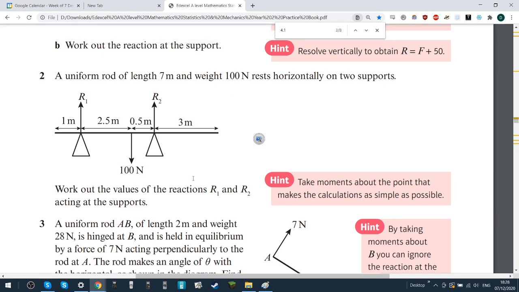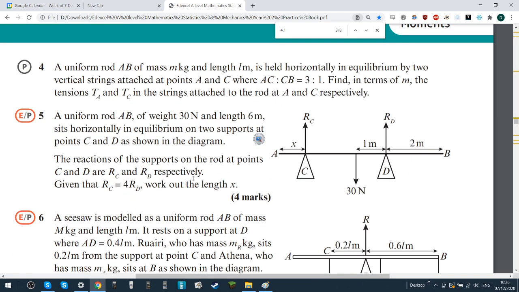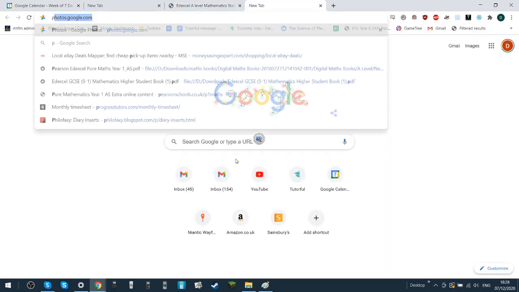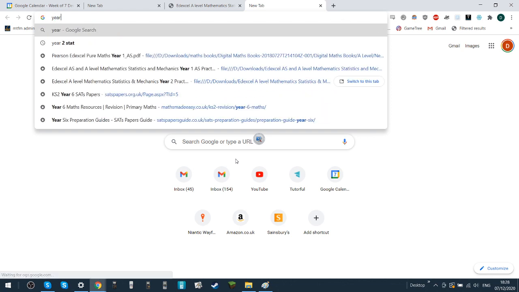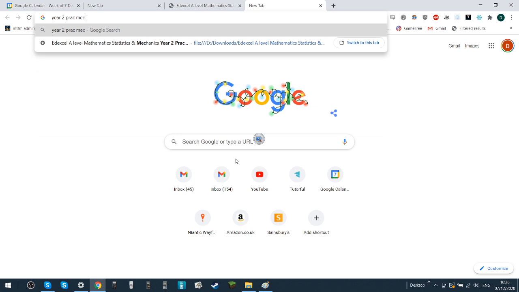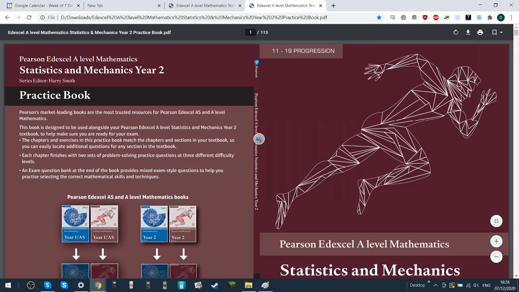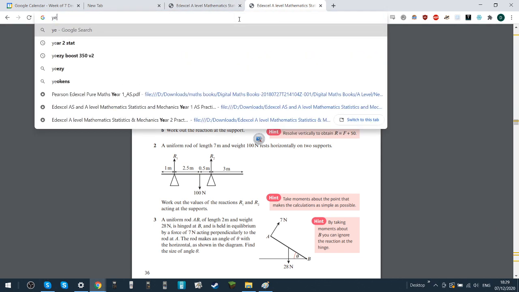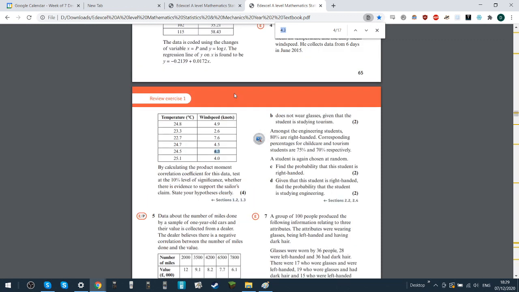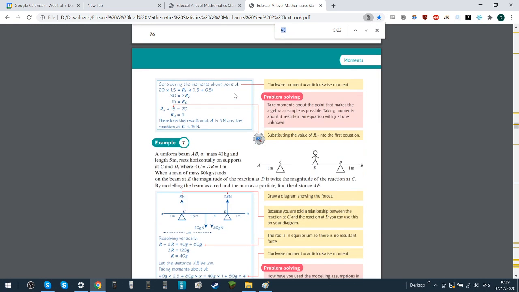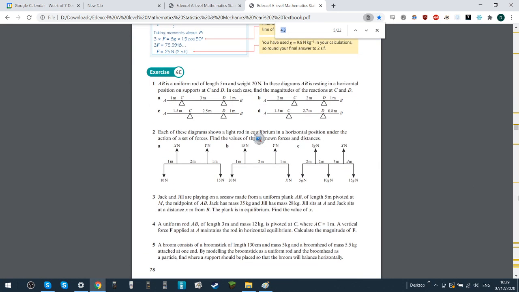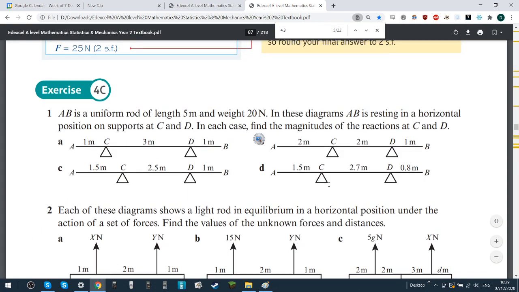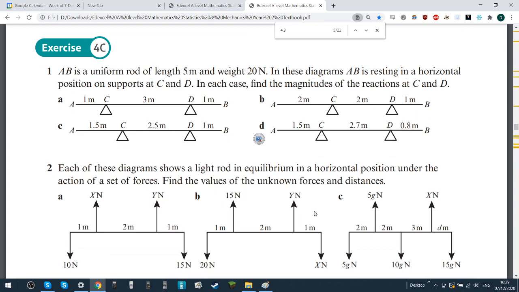Okay, let's see. I did that one. We could do this. Let me just see. So we want 4.3. Is this the same book? Is this the one I wanted? Okay, one second. Yep. Okay, let's try.